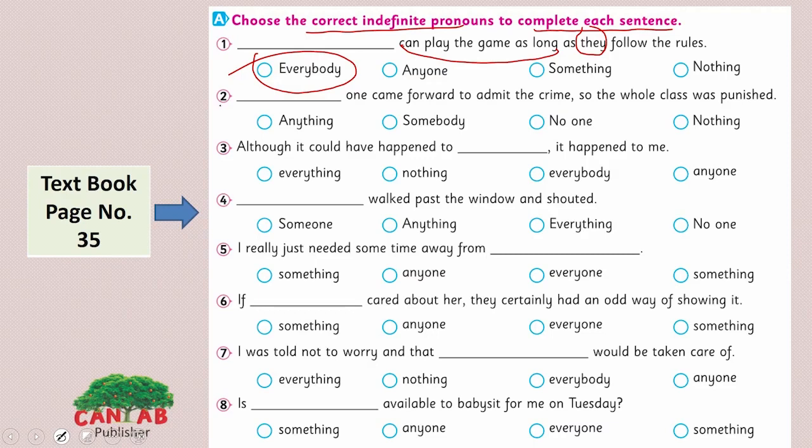Now look at the second one here. One came forward to admit the crime, so the whole class was punished. Yes, it's again referring to the people here. Came forward to admit the crime.